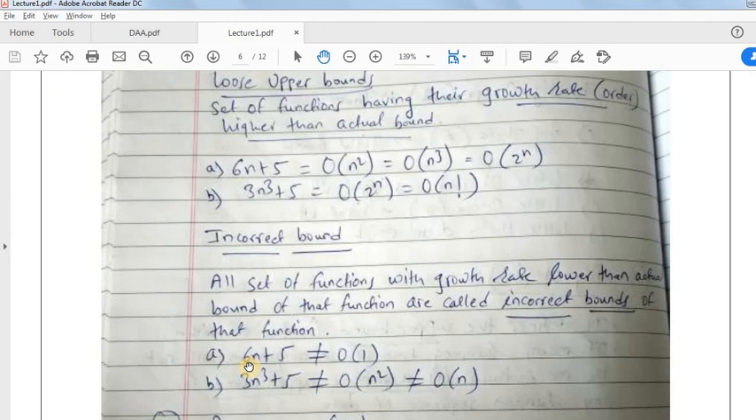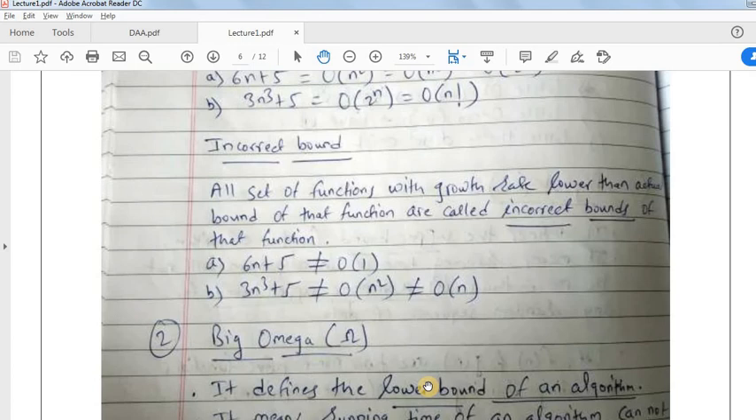For a function f of n equal to 6n plus 5, n is linear, so big O of 1 will act as a lower bound, so 6n plus 5 will not be equal to big O of 1, while 6n plus 5 is in big O of n, big O of n square, and so on. 3n cube plus 5 will never be in big O of n square, which will never be in big O of n. I hope you have understood.